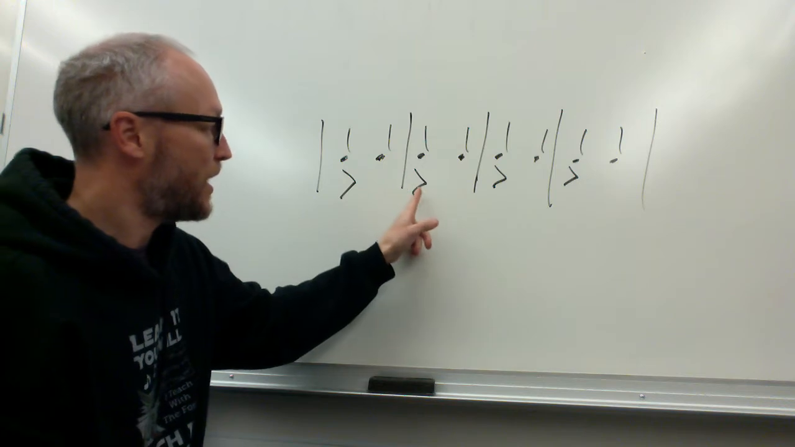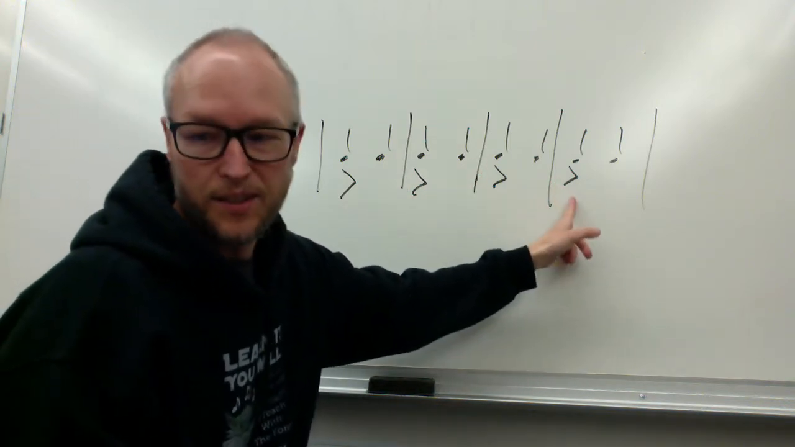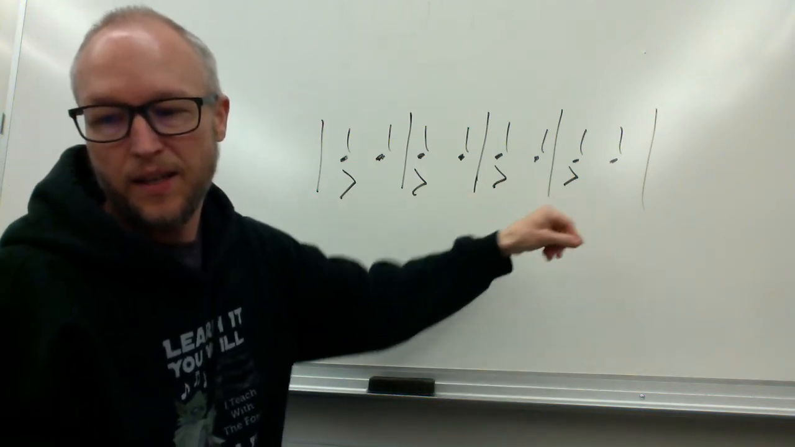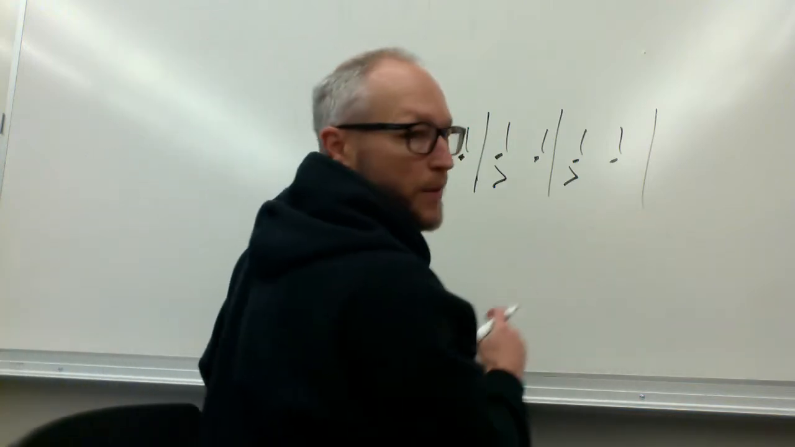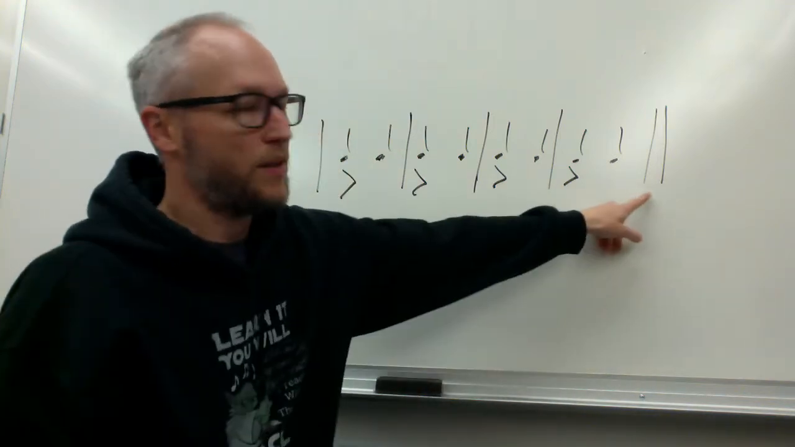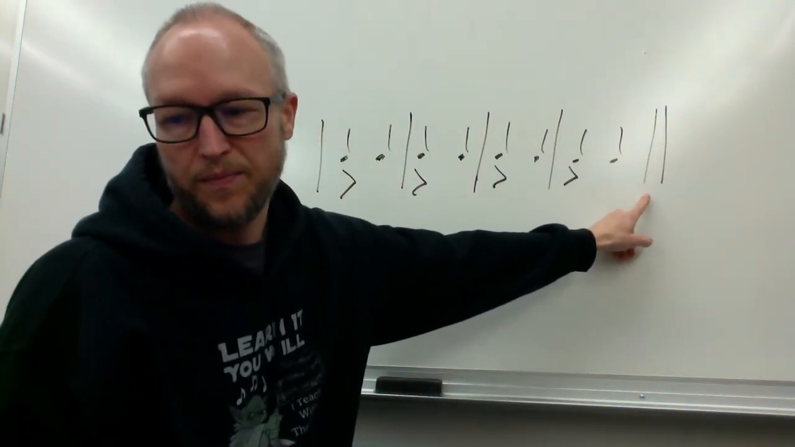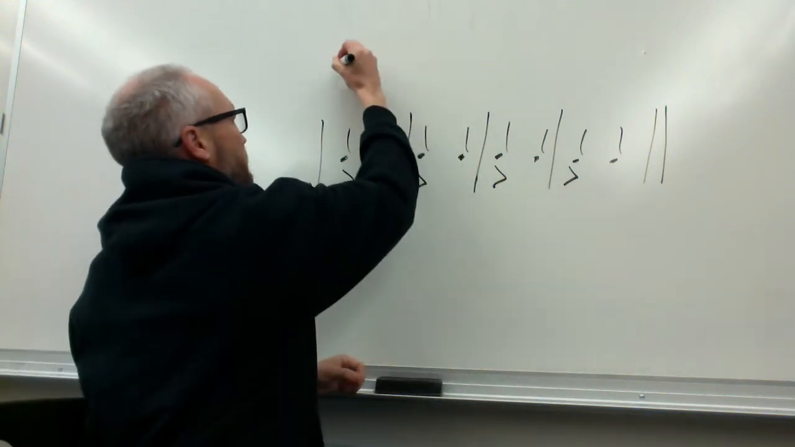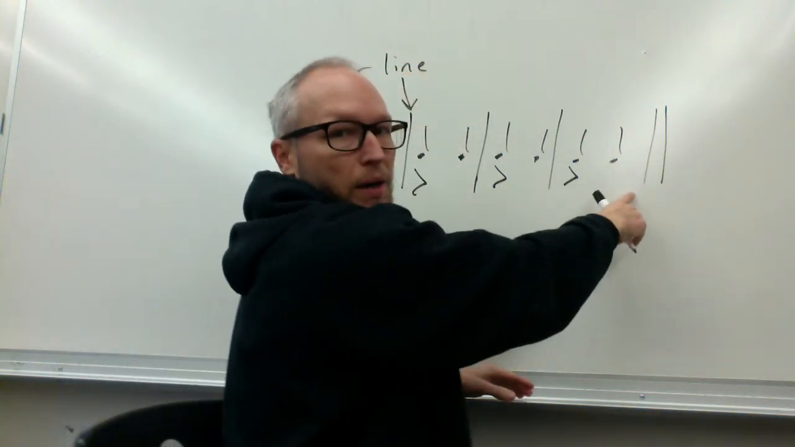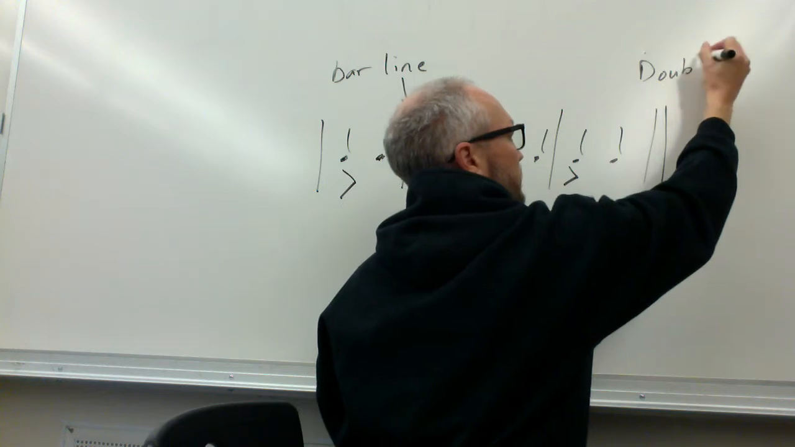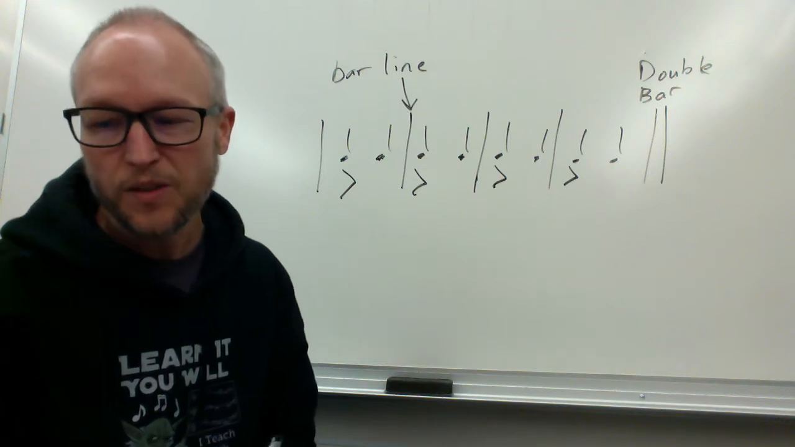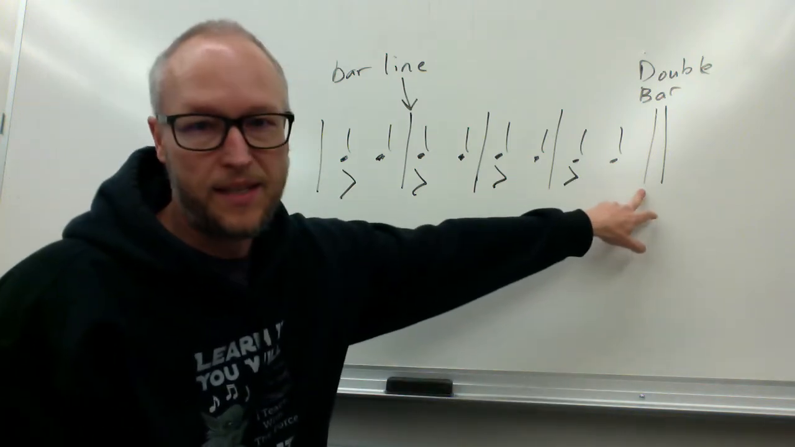Ta, ta, ta, ta, ta, ta, ta. These are called bar lines. And at the end of a song, we put what's called a double bar line. So we have 2 bar lines. That's called a double bar because there's 2 lines. So we have a bar line, which is one of these. We have a double bar. The double bar line indicates the end.